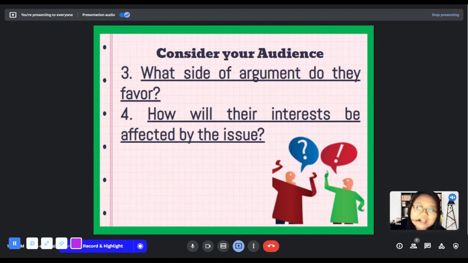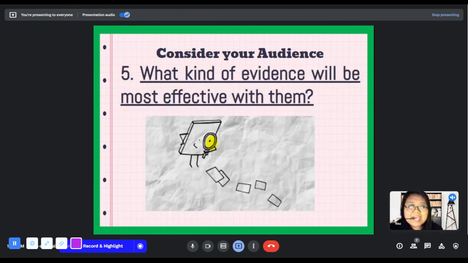Next, how will their interest be affected by the issue? In other words, why should your audience care about the issue? This question can also be broader. Why should anyone care about this certain issue? And lastly, what kind of evidence will be most effective with your readers? Because you are writing an academic paper, evidence is very important. So you have to think which type of evidence your readers will believe.